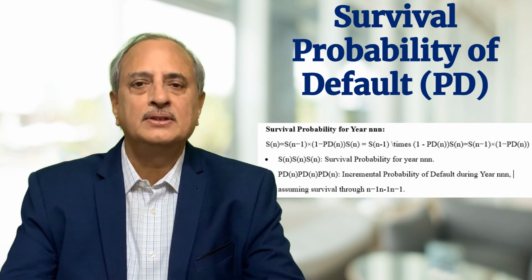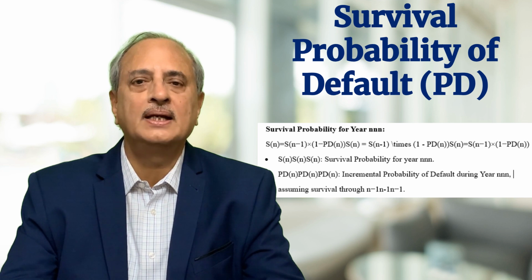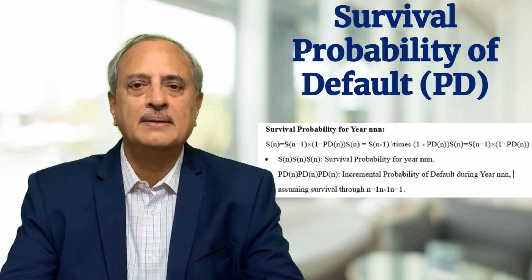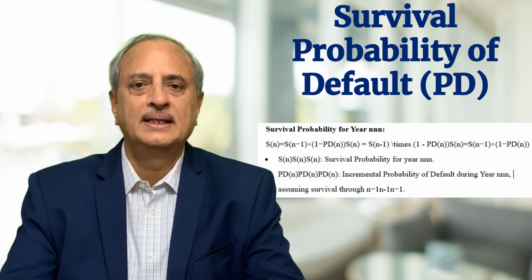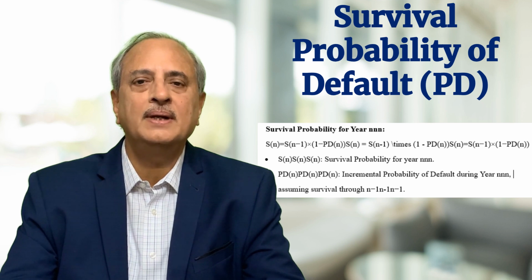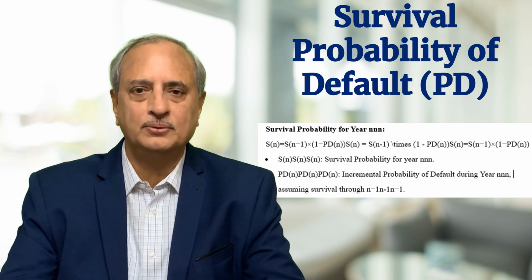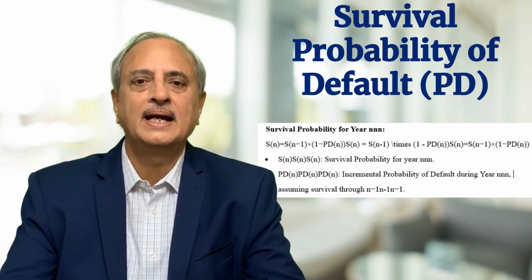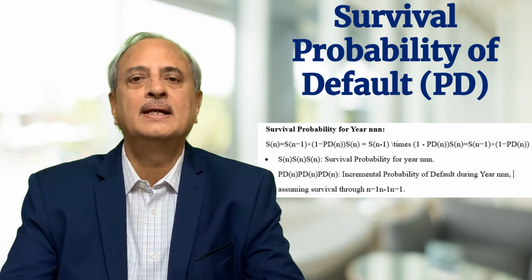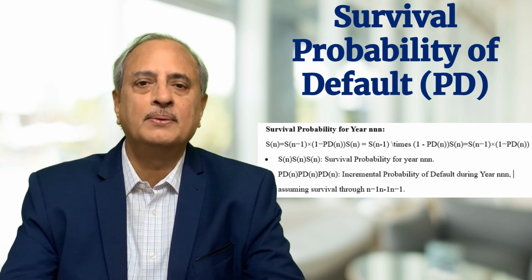Section 5. Survival probability for multi-year periods. For multi-year loans, the survival probability for any given year is determined by continuing this pattern. Each year's calculation builds on the survival probability from the previous year and adjusts for that year's default probability. This method allows us to track survival probabilities over longer time horizons, ensuring an accurate measure of risk across the loan's life cycle.